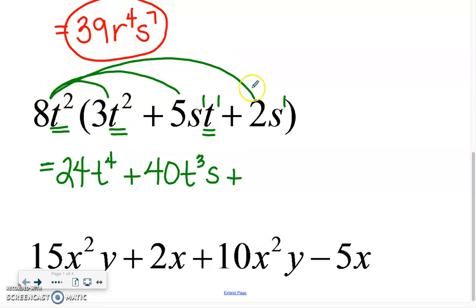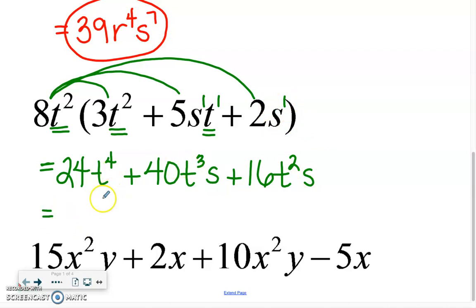All right, go all the way to the end. So 8 times 2 would be 16. T squared times no other t's. So I would just have a t squared. And then I don't have any other s's except for the one that's right here. So I would drop that down.